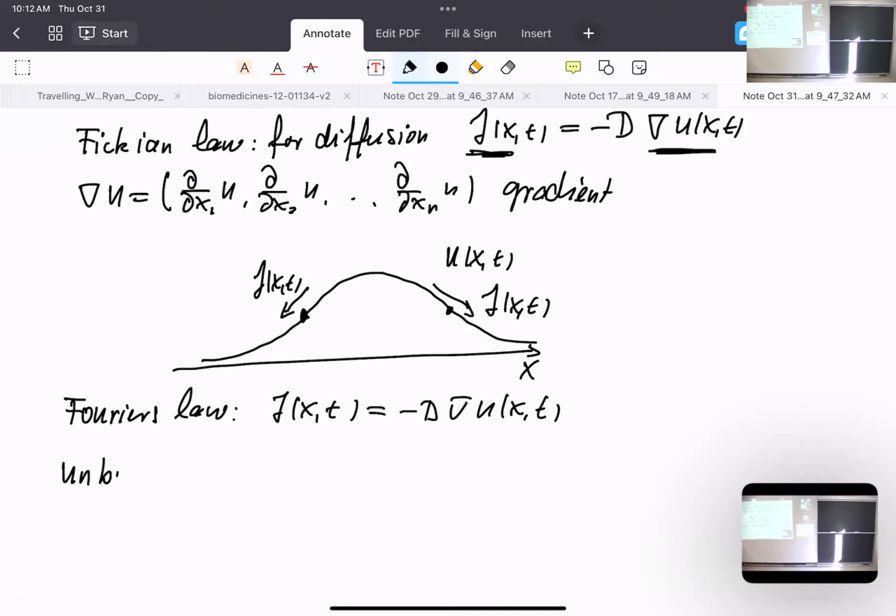We can look at the unbiased random walk, which I did in the last lecture. From this random walk, we can also derive a flux. I haven't done this, but it is not difficult. And if we do this, we find this formula: minus D gradient U of X and T. So you see where this is going. It's really more like a universal law than a specific choice, and that's why it's so important.